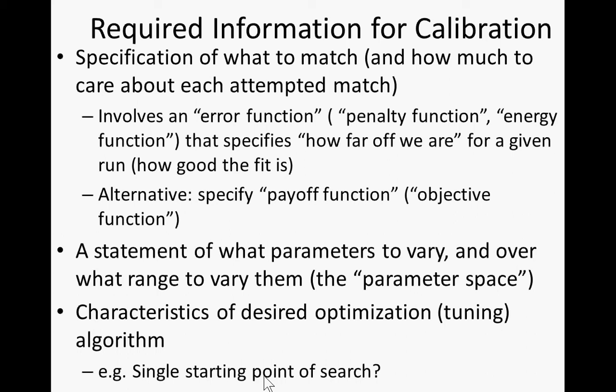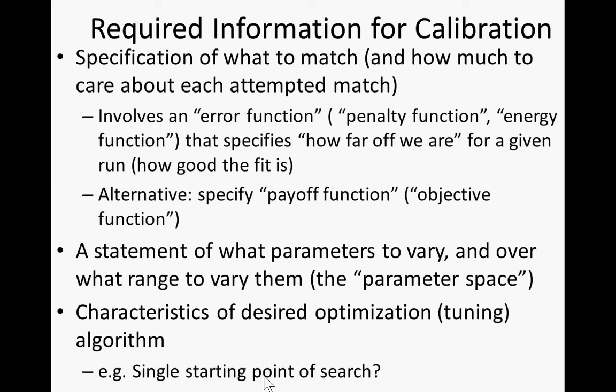So what do you have to specify for calibration? You have to specify a couple of things. First of all, what are you trying to match? Specifically, how do you judge goodness of fit? And depending on the language of the community you're coming from, we talk about energy functions or penalty functions or error functions that specify how far off we are. That's not an error function in a statistical sense. It's an error function in the sense of discrepancy, a function that gives you a measure of how bad your fit is. Some people speak about payoff functions to specify the goodness of fit. Really, that's just one minus the other.